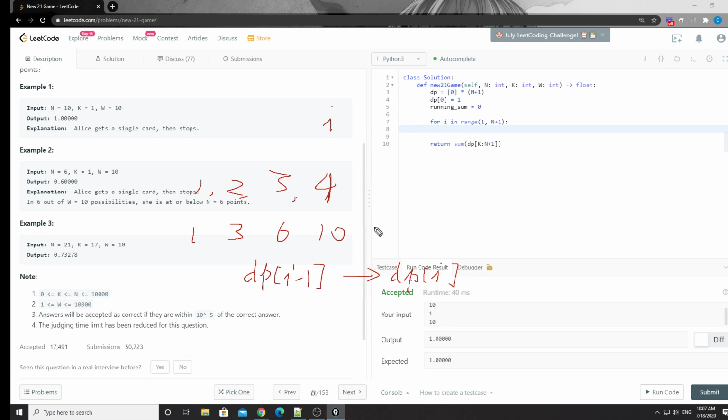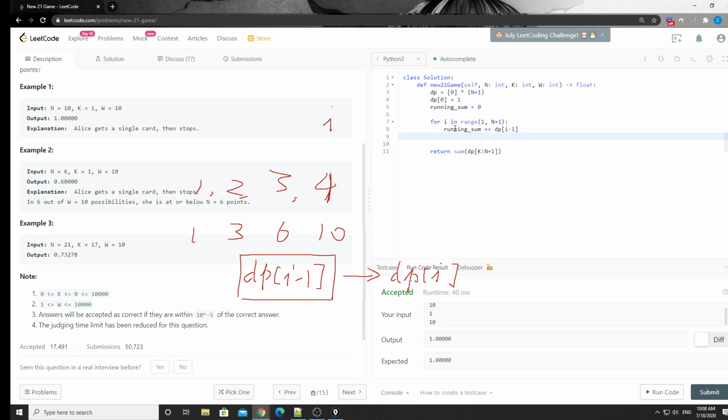We're at dp[i]. So which element we need to add to the current running sum is dp[i minus 1], right? Because that's the new head of our running sum, right? And that's why we need to have running sum plus dp[i minus 1], right? So that's our running sum.